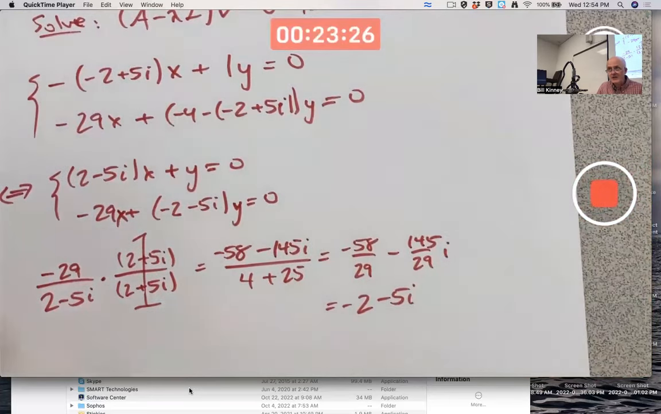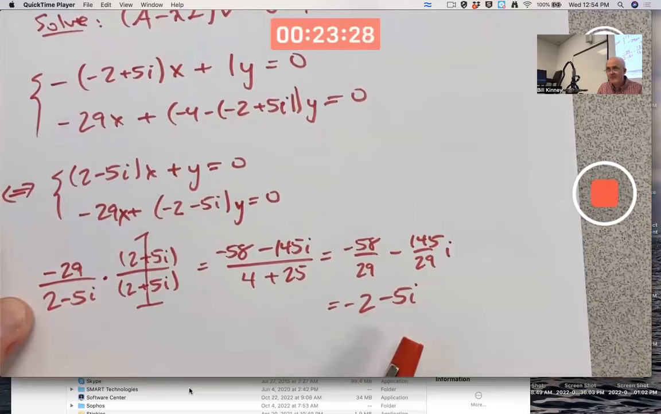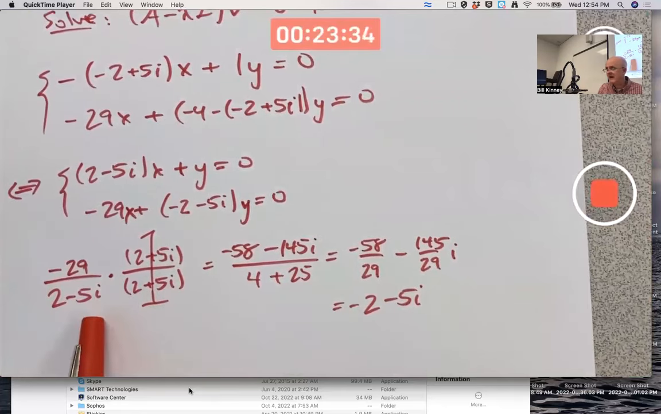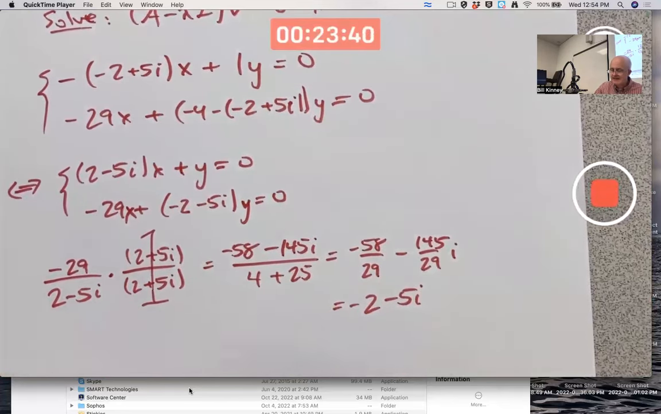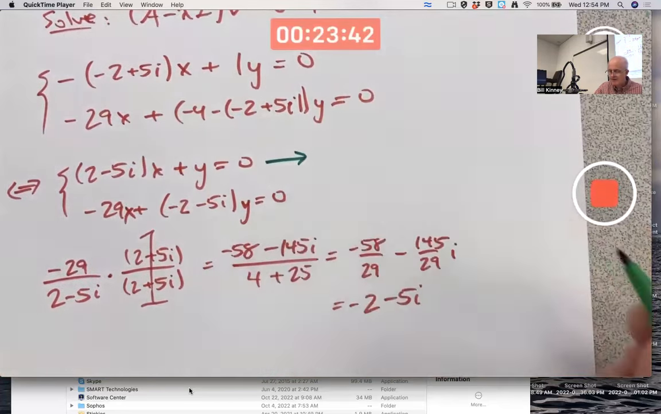I didn't have to do what I just did there. You don't have to do that in the exam. But I wanted you to see it to help you believe it. And it is good practice dividing complex numbers. We are going to do that from time to time. As far as finding the complex eigenvectors, though, I only need to take one of these.